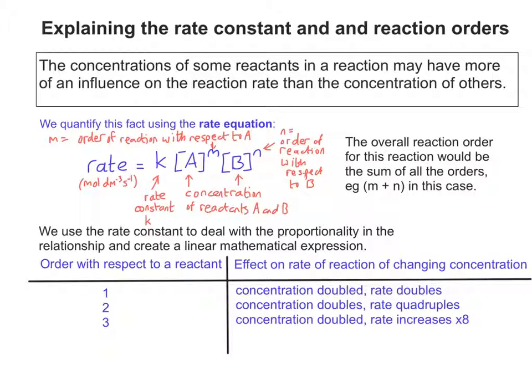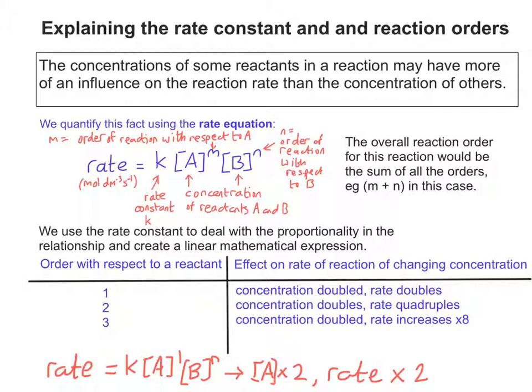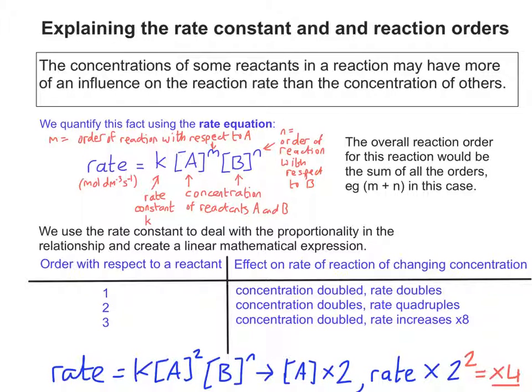So why does this happen? So if we now apply the idea of the order with respect to A being 1, if you double the concentration of A, you double the rate. If, however, the order with respect to A is now 2, or second order, if we increase the concentration of A by 2 this time, the rate increases by 2 to the power of 2. So the order is in red, as you can see at the bottom of the screen. So 2 to the power of 2 means an increase in the rate times 4.